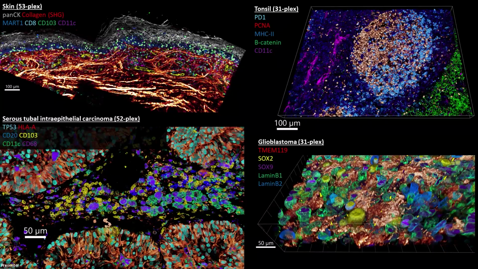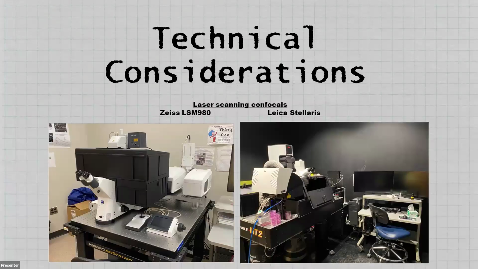Just to demonstrate that this technique also works in other diseases and tissue types, we've applied 3D CISIF imaging to ovarian cancer, glioblastoma, and colorectal cancer as well. So hopefully I've convinced you to give 3D CISIF a try on a microscope that you might already have access to via a core or your own lab. The instruments used in this work were a Zeiss and Leica laser scanning confocal that was owned by a microscopy core. I want to go over a few technical considerations to get the best data possible.